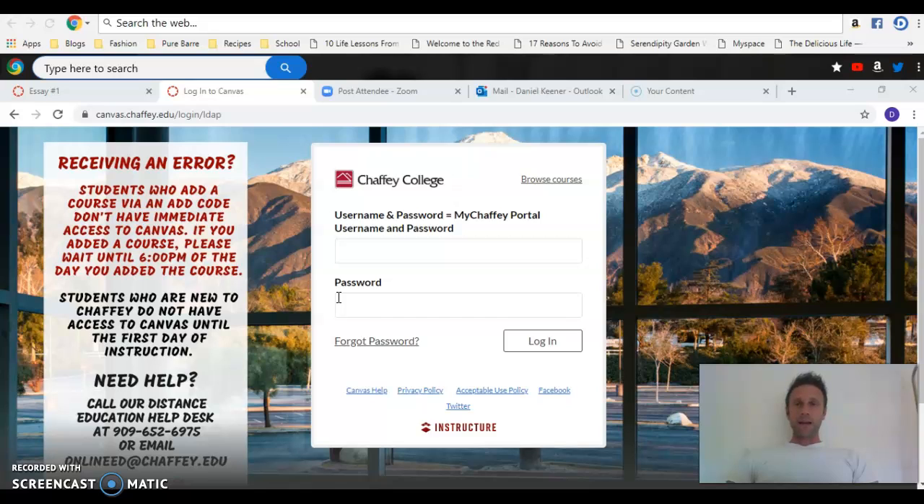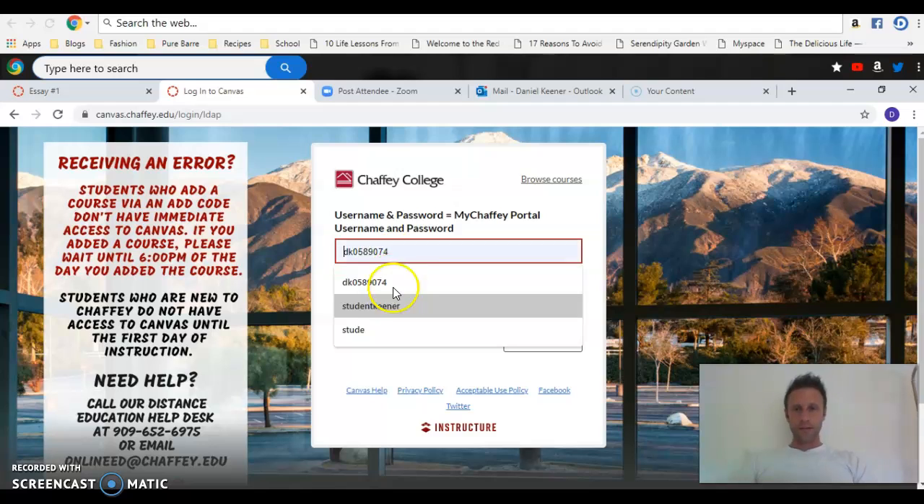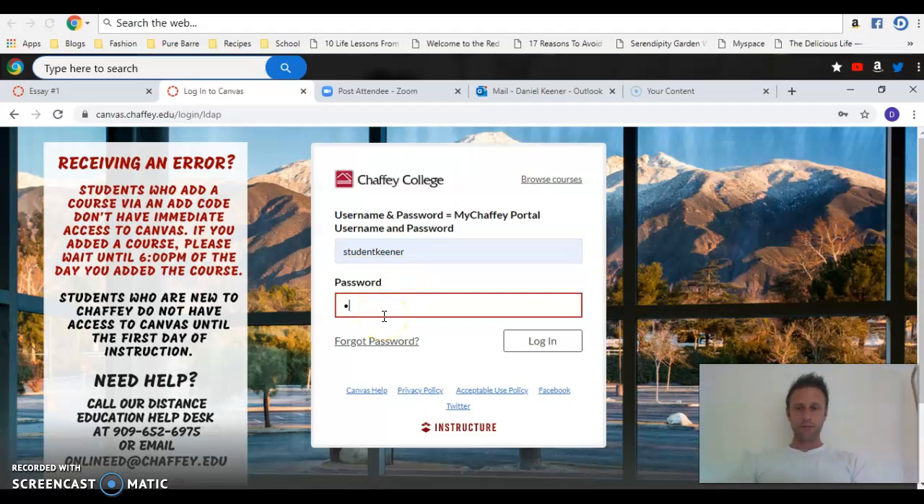But speaking of feedback, I want to go ahead and show you how to make the most of the feedback, how to look at all of the feedback that I give you on your papers. So I have Canvas up here. I'm just going to sign into my student account.